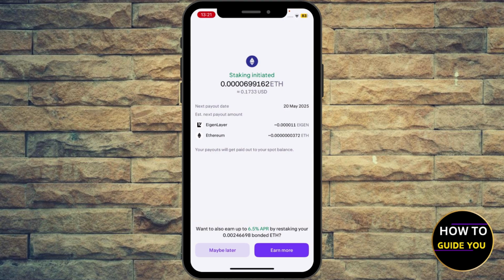If you don't want to trade, if you're a lazy trader and just looking for easy money, staking is the way to go.